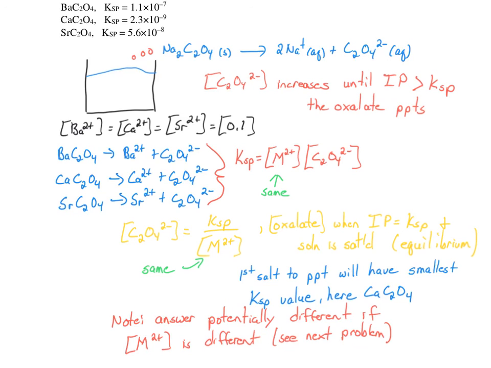It's important to note that if the concentration of the metal cation were different among the 3 ions, you could potentially get a different answer. This is illustrated in the next problem.